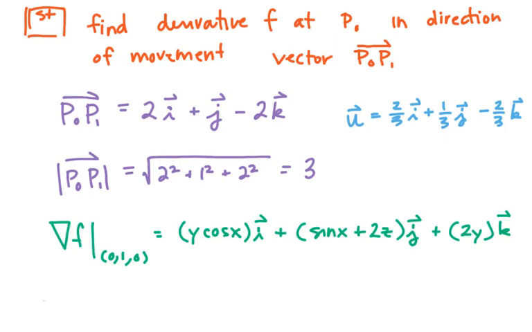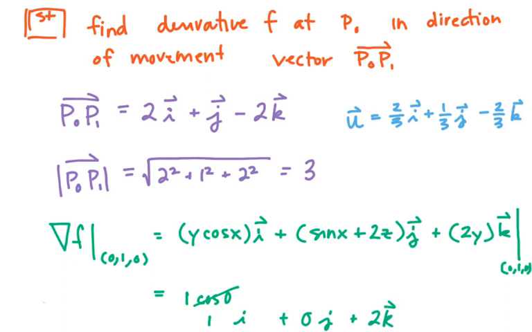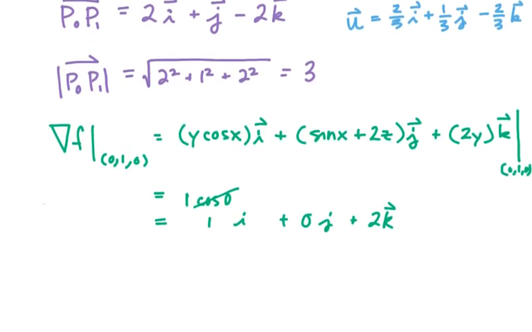Now, I still need to evaluate this, and I ran out of space over here, but I need to evaluate that at my point (0, 1, 0). So I'll plug that in, and I have 1 times the cosine of 0, which is 1, so I've got 1i. Sine of 0 is 0, plus 2 times 0, I've got plus 0j. And 2 times 1, I have plus 2k. So simplifying that, that's just going to be i plus 2k. So that is my gradient of f.